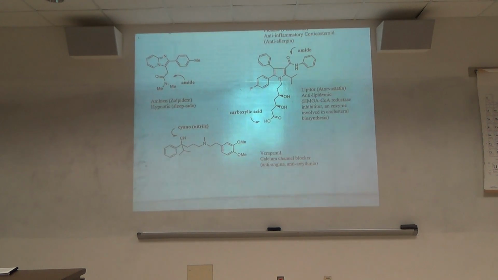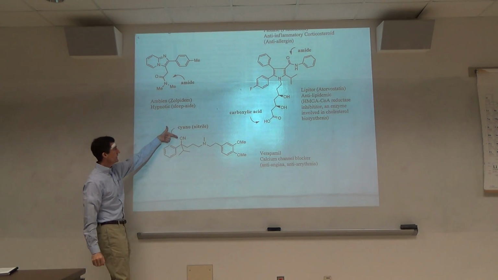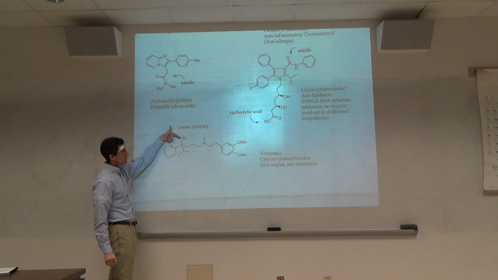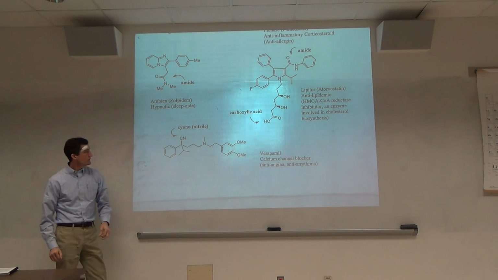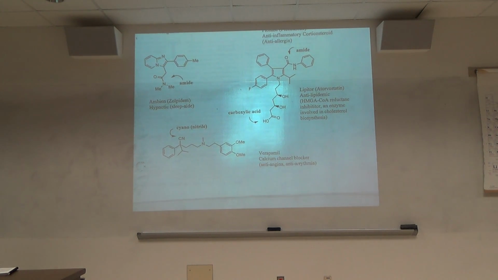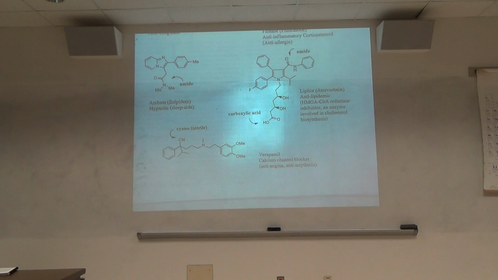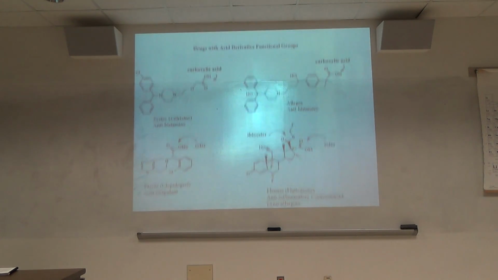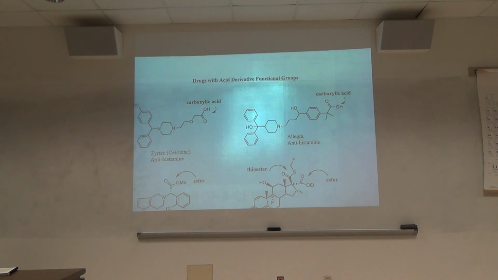You also have nitriles. Okay? And so verapamil, nitrile there. Nitrile does not have a carbonyl. How's that an acid derivative? Well, what's the definition of an acid derivative? It comes from a carboxylic acid, essentially. And it can revert back to a carboxylic acid.